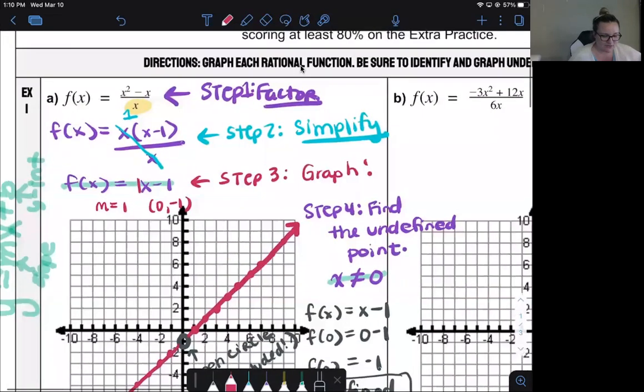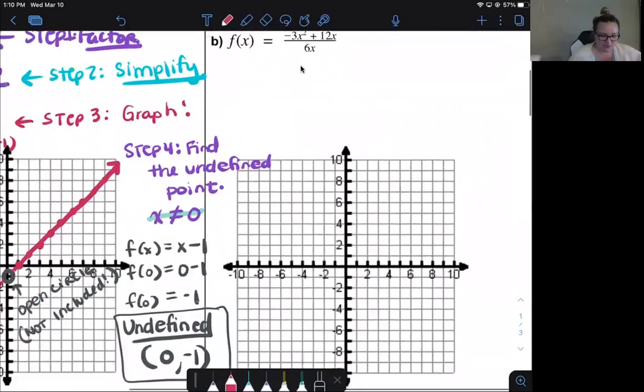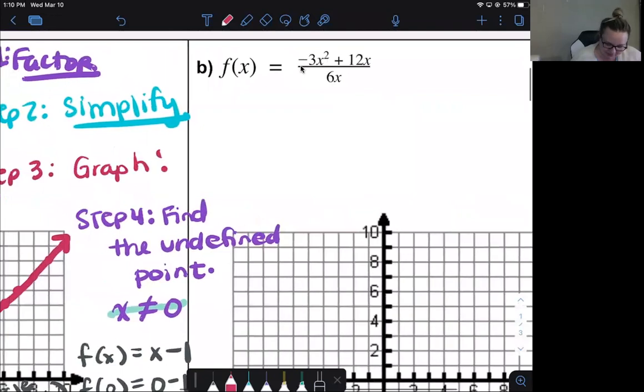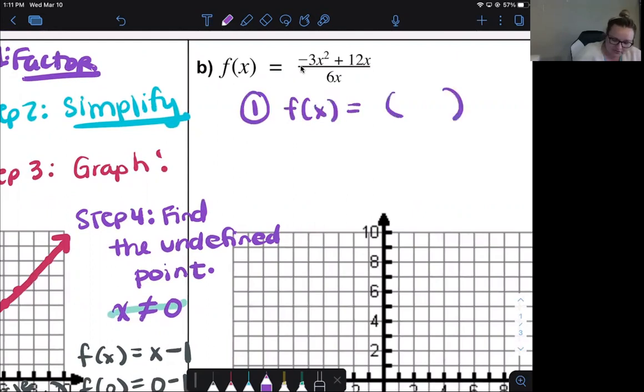All right, so let's do example 1, part B. I'm going to walk you through the steps and then ask you some questions as we go. So remember, step 1 is to factor everything that you can. So f of x is equal to, you're going to have a GCF that you can factor out. So go ahead and do step 1. Factor that numerator. Go ahead and give it a shot.